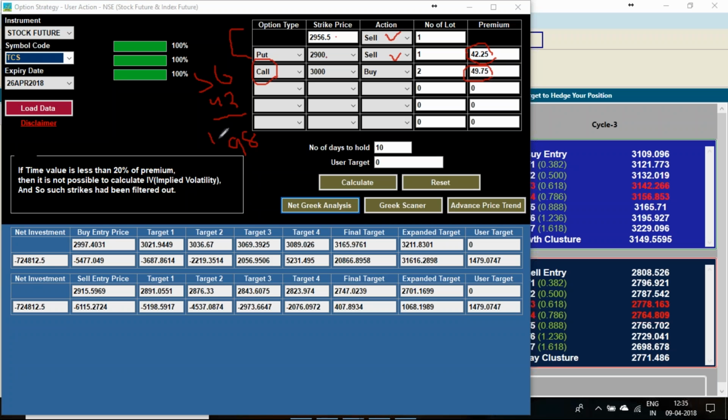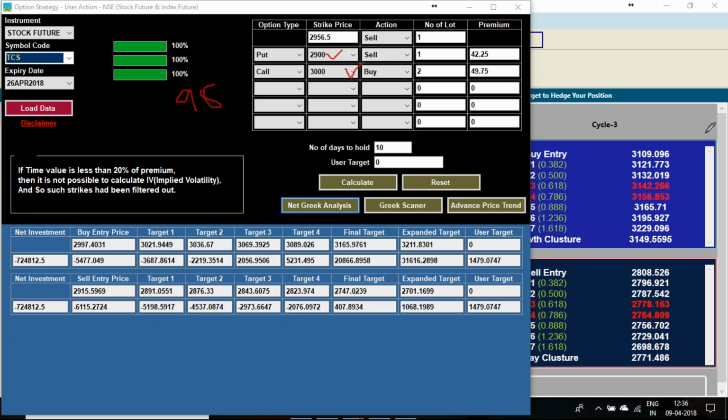So I am just spending 100 rupees for that. For time value, my investment is almost 2 rupees. Only 2 rupees I have invested in the time value, because 2,900 out of the money has 42 rupees time value. From 2,900 to 2,956, there is a 56 point value. So add together, 98 points. If I am considering 50, so 100 points I am giving, 98 points I am receiving. So my exposure in the time value is only 2 rupees.